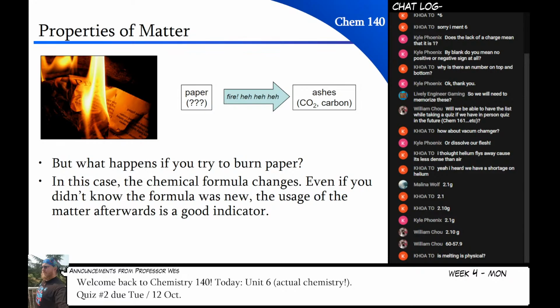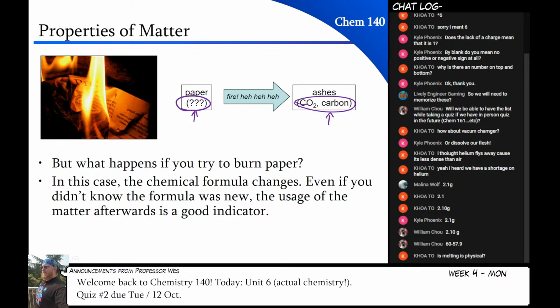And it's very, very different than what you started with. Now, again, this is kind of difficult to predict. You don't know what the formula is for paper, and you may not know what the formula is for ashes. I do, so I wrote it on the screen here. You make carbon dioxide when you burn stuff, and ash is just carbon or various forms of it.